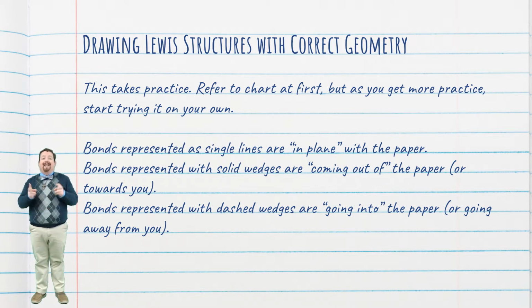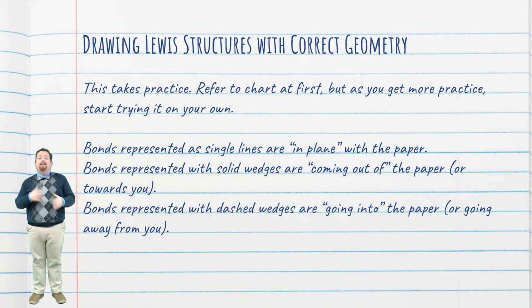Single lines are considered in plane with the paper. In other words, if we were looking at the 3D model, they'd both be the same distance away from you as you're looking at them. Bonds represented by solid wedges are coming out of the paper, or they're coming towards you, and bonds that are represented by dashed wedges are going into the paper, or they're going away from you. Let's take our previous Lewis structures and their shapes and draw them correctly now.